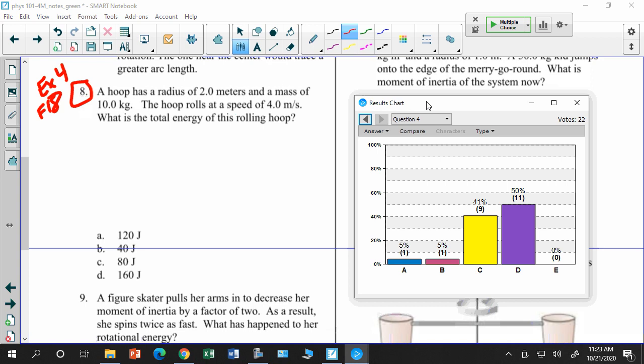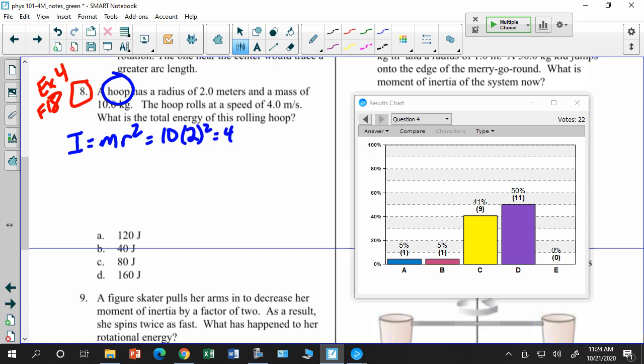So first of all, I need to recognize this is a hoop. Look on your equation sheet. I for a hoop is equal to m r squared. That's the same as the equation for discrete particles. It just turns out that's how it works out. So the hoop has a mass of 10, a radius of 2. So it has a moment of inertia of 40 kilogram-meters squared. And then it rolls at a speed of 4 meters per second.